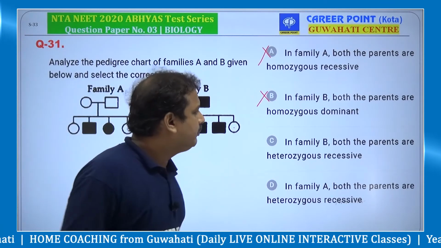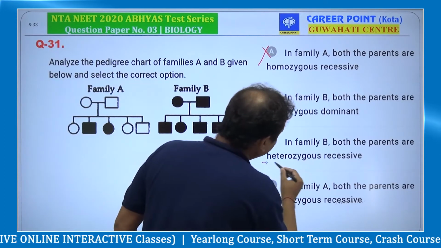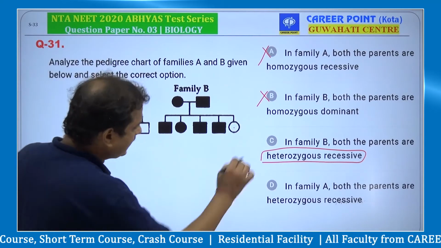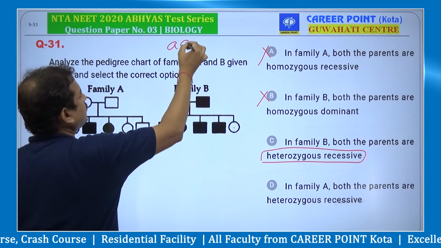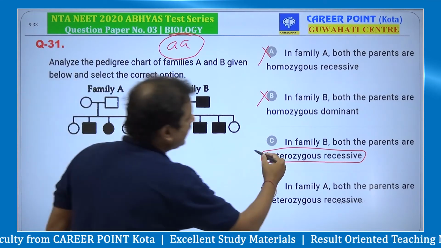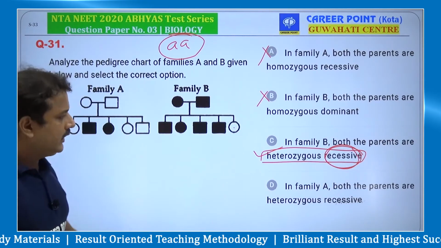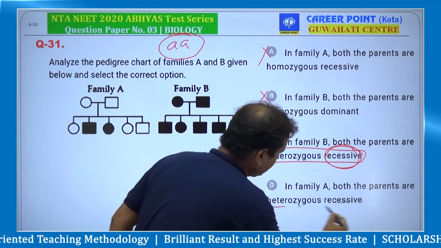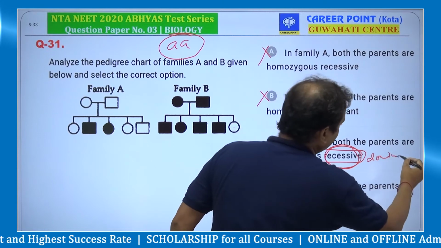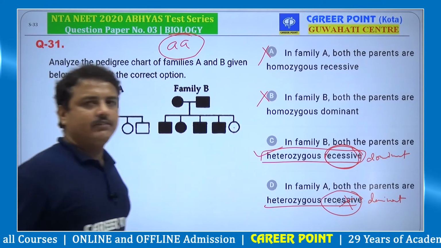In family B, both the parents are heterozygous recessive. Now here you see this term is actually wrong. Recessive cannot be a heterozygous condition. Recessive is always a homozygous condition. So this is the homozygous and this is the recessive condition. Whenever there is a heterozygous, it cannot be recessive, it must be dominant. So in both cases this option is wrong. It should be dominant. Please remember, it should be dominant and this should be dominant. Clear? So instead of recessive, both should be dominant.